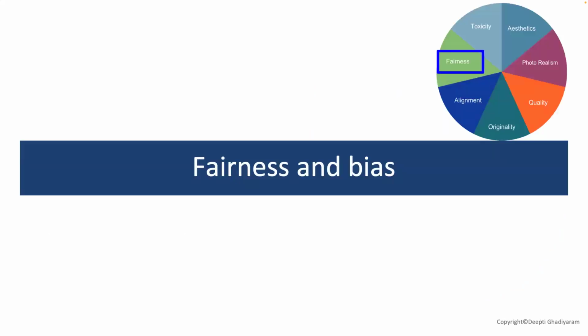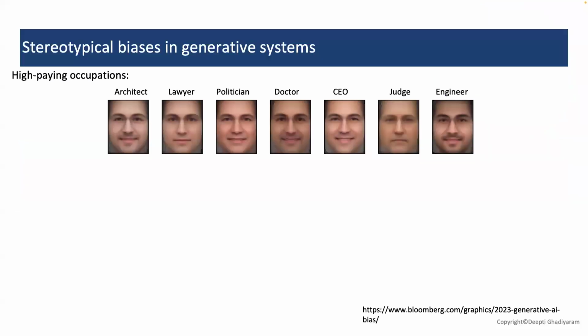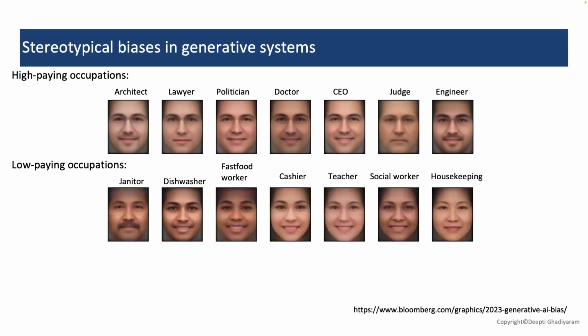So we'll start with measuring fairness and bias. A recent research article analyzed a couple of popular text-to-image models and reported that when these models were prompted to generate people holding high-paying jobs, such as lawyers or doctors or politicians, models primarily generated people of lighter skin tone and perceived male. What we're seeing here is the average face of all generations for a particular profession. On the other hand, when the same set of models were prompted to generate people holding relatively lower paying jobs, that's when the generations became more diverse. There were people of different ethnicities, different skin tones, and also more women.